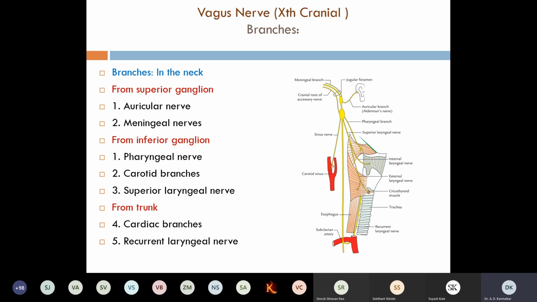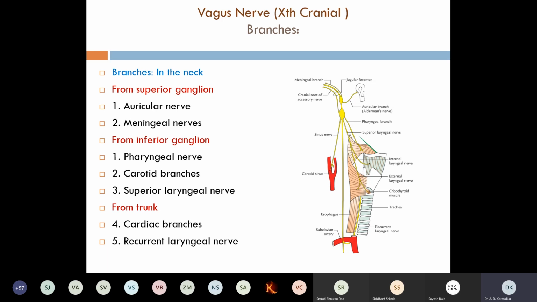From the superior ganglia there are some branches arising, from the inferior ganglia there are branches, and there are branches which are arising from the trunk. In this way you can remember the branches. The superior ganglia, if you see the nerve, that is the cell body, it is a general somatic afferent. So it is the auricular nerve and the meningeal nerve.